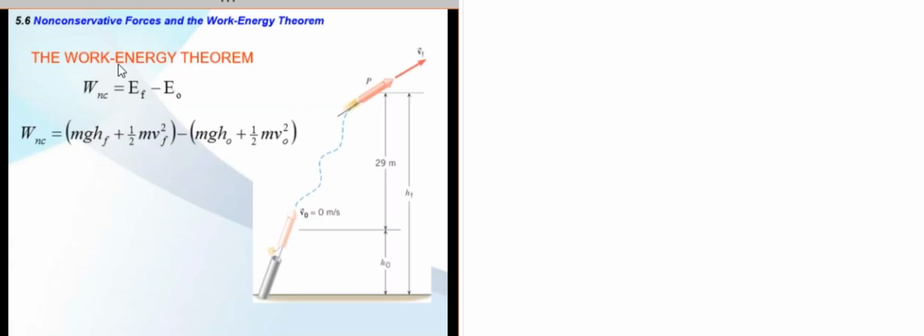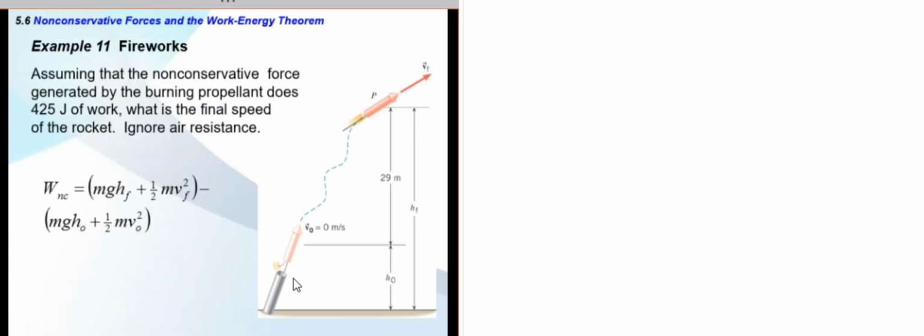Here in non-conservative force, we have this work energy theorem. The mechanical energy is not conserved, because the system either adds or removes energy. Just like this one, energy is being removed from the system in the form of heat of the rocket. Now, the initial velocity is 0 meters per second. Then we are asked to find the final speed at a maximum height.